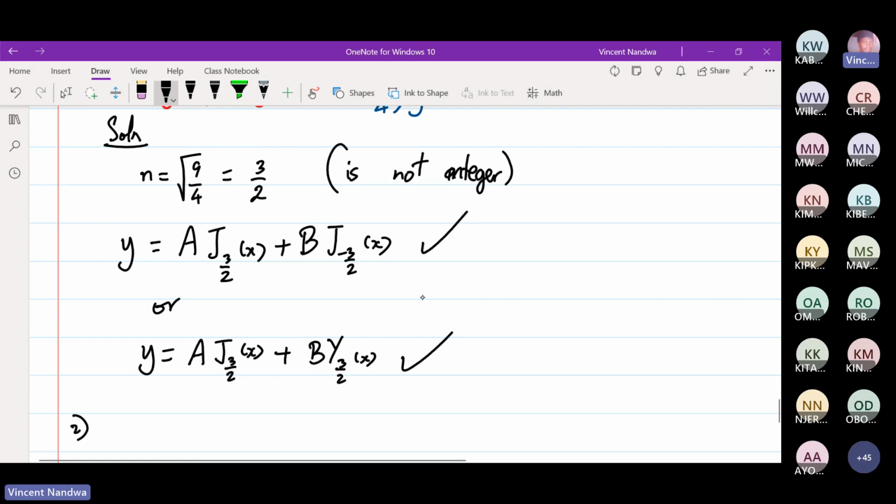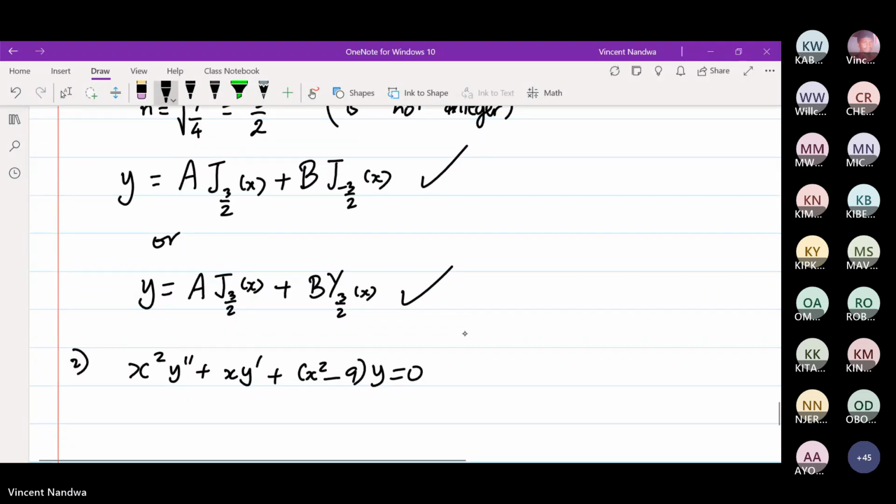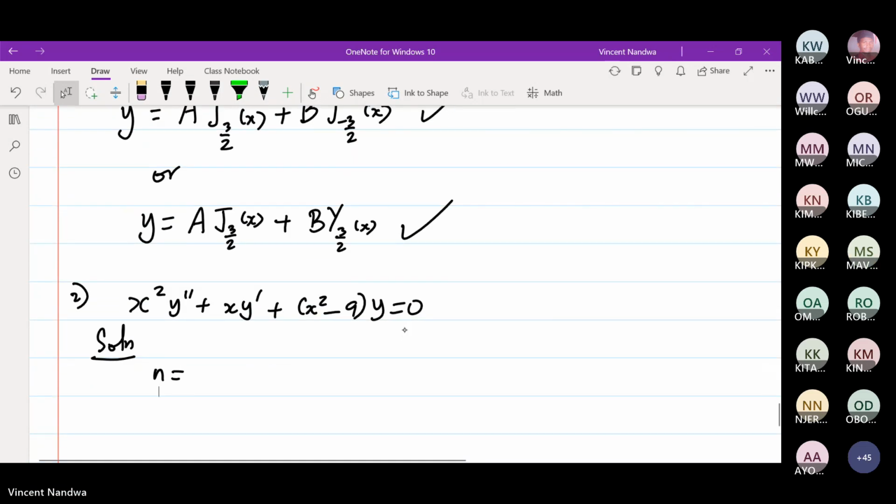Then number 2, if we have x squared y double prime plus x y prime plus (x squared minus 9) y equals 0. First, you have to understand that the structure of the given differential equation is a Bessel differential equation, and then find the value of n. So what is n in this case? n is the square root of 9, which is 3. So this is an integer.